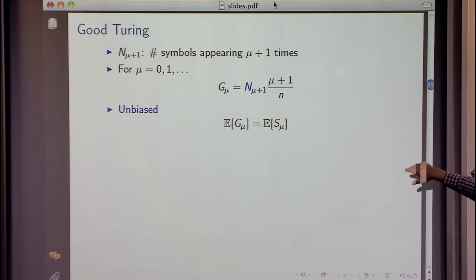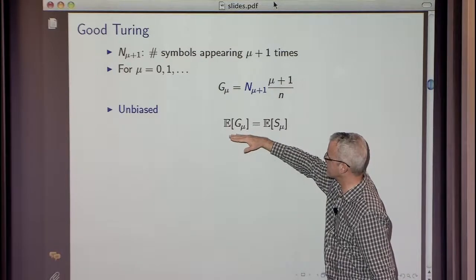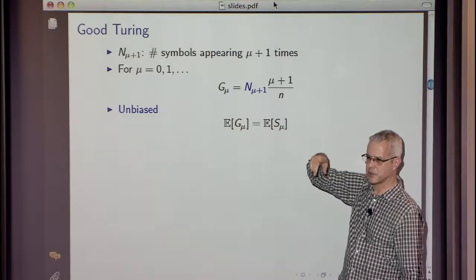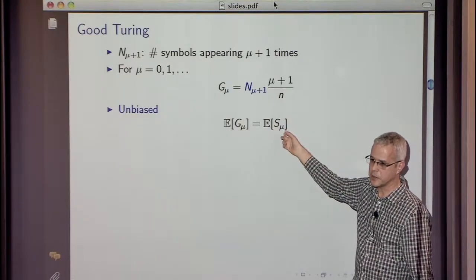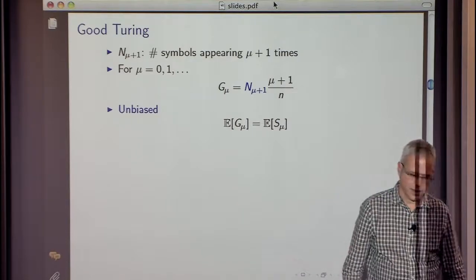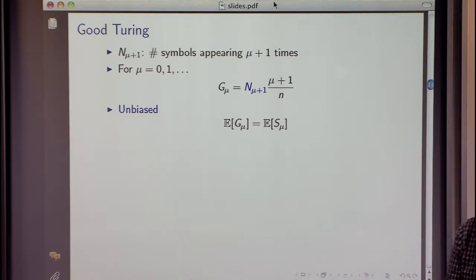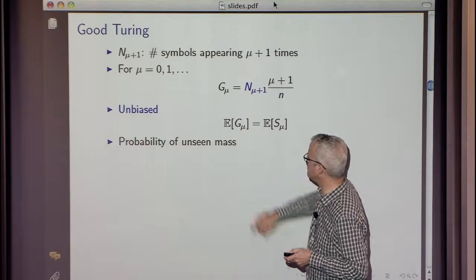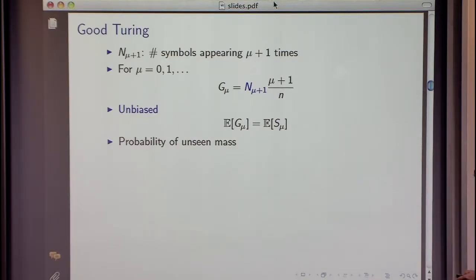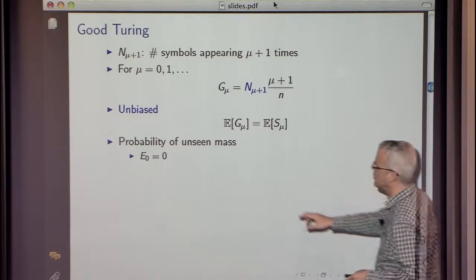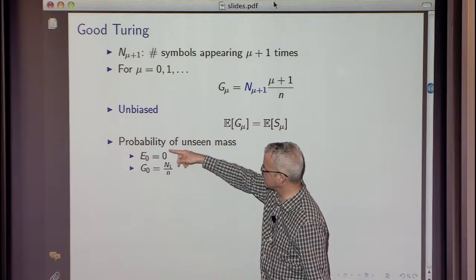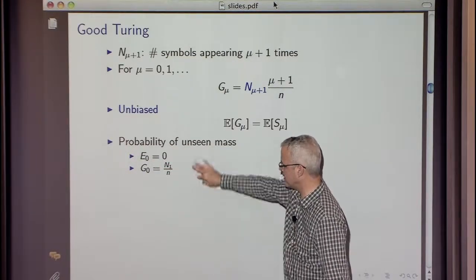Okay. So we'll show in the next slide that if you look at the expected value of G mu, it is the expected value of S mu. As you pointed out, S mu is a random variable at this point. And the expected value of S mu is going to be the same as the expected value of G mu. So that makes it nicer. Okay. So in particular, what is the probability of the unseen mass, of things that you have not seen? The empirical frequency gives it probability 0. And Good-Turing will give it the probability E1, which is 1 over n times n1.